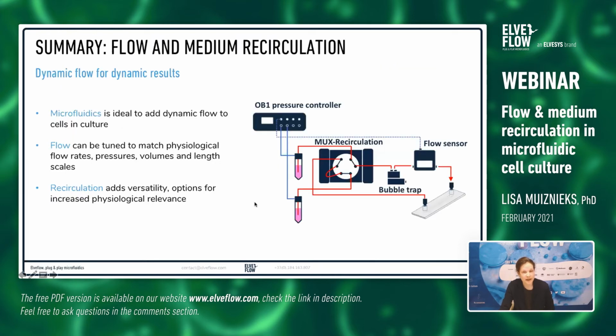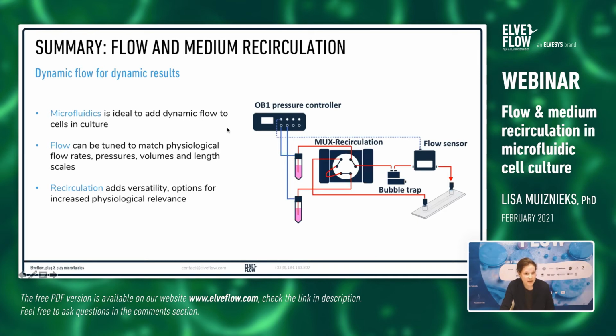So in summary, these studies show some exciting advances in the molecular understanding of healthy tissue function and disease states, and improved platforms for drug screening, in part through the increased physiological relevance provided by their dynamic cell culture models that incorporate flow and recirculation.